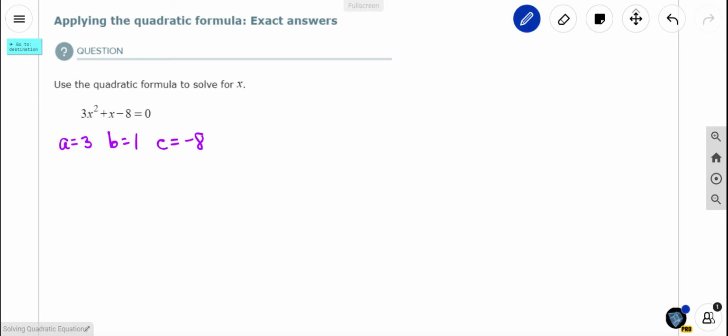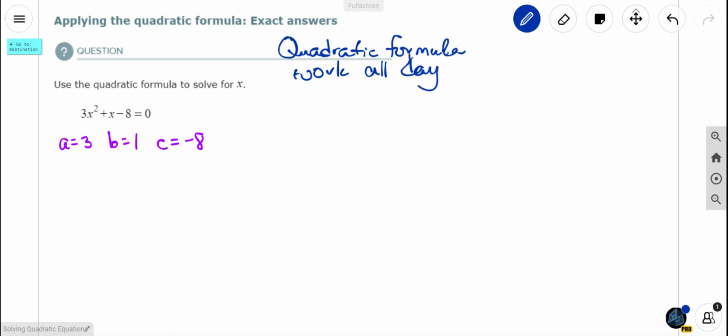All right, so I'm going to teach you the quadratic formula. I want you to know this because this might save your math career here. The quadratic formula works all day, every day.